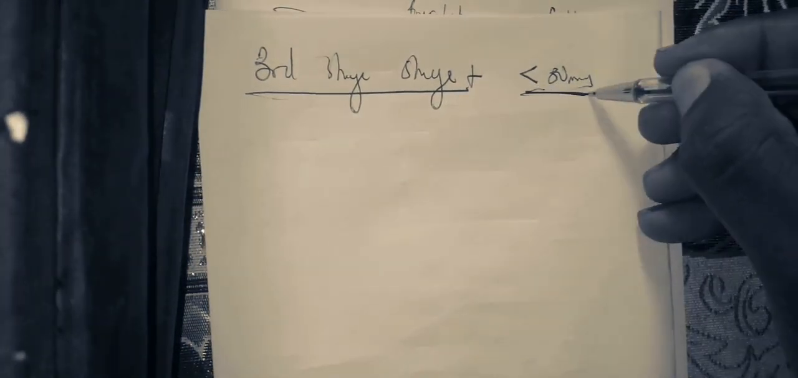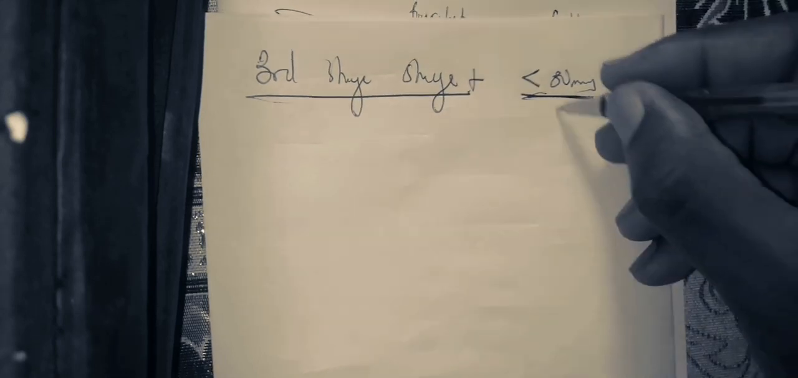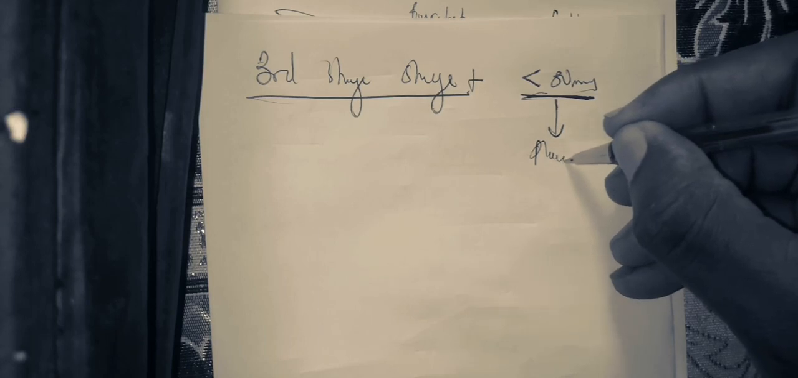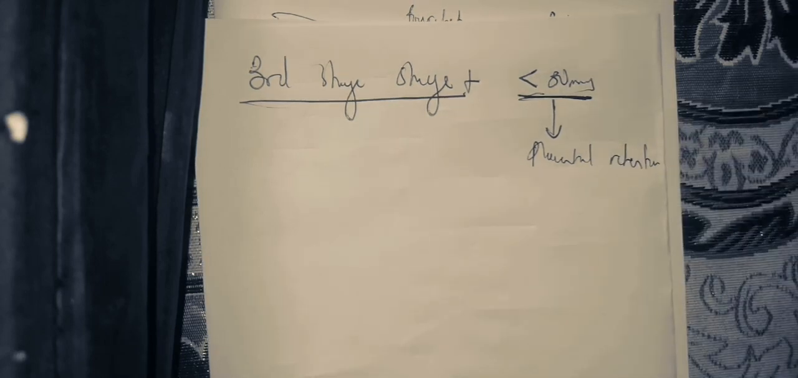Is it clear? Now in the third stage of labor, we need to know that if you are not capable of removing the placenta after 30 minutes, it is called placental retention, or placental tissue retention. Is it clear? So those are the different elements.